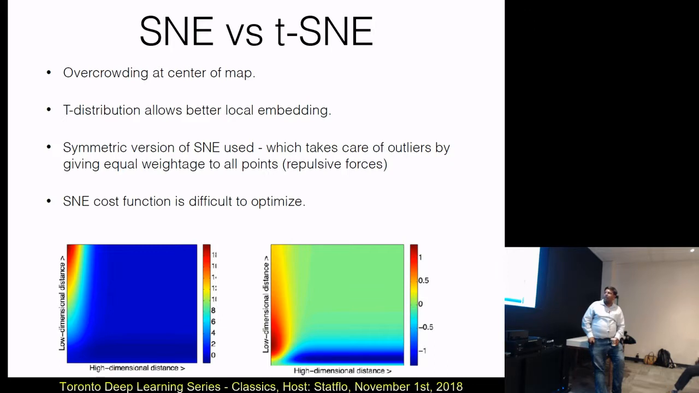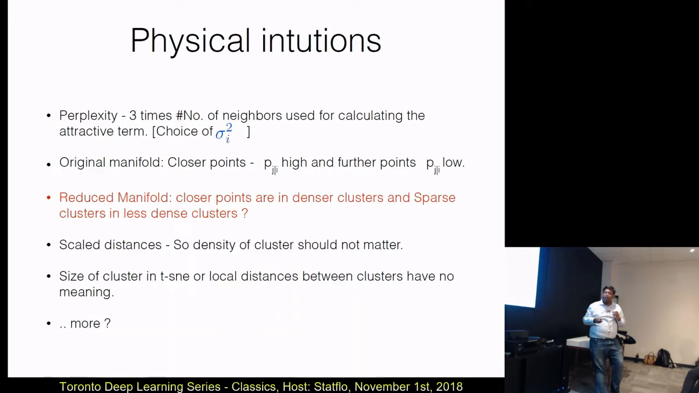SNE cost function is difficult to optimize. This is essentially related to how the gradient function looks, and the fact that in SNE all the far points or moderately far points essentially end up at the center of the map. They start to crowd a lot. By using the t distribution, this was somehow avoided, because it penalized certain kinds of distances more than others.